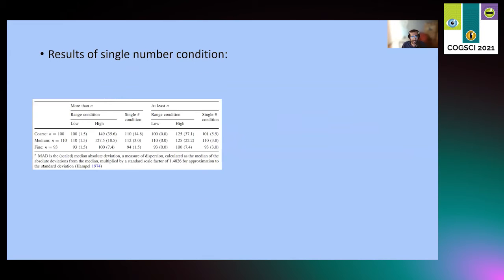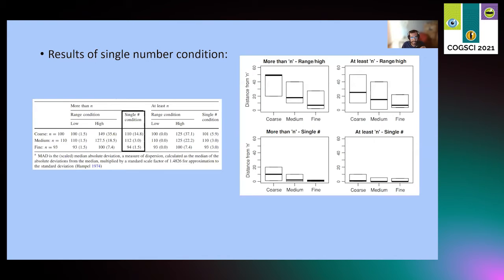Okay, the results for the single number condition from Cummins et al. 2012, really just focusing on this single number condition here for the 3 cases. This illustrates it pretty well. When you hear more than n and you're asked to produce a single number, you see that the distance from n is greater when you have a very round numeral, so a coarse numeral, than when you have a fine numeral. So you get the effect that was mentioned above.